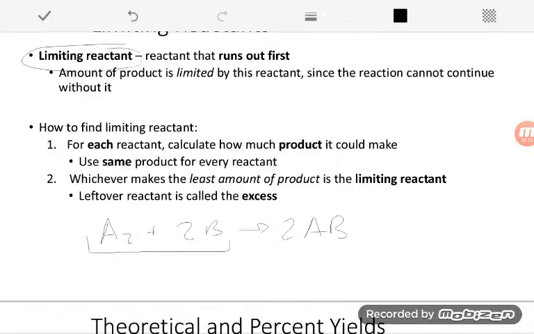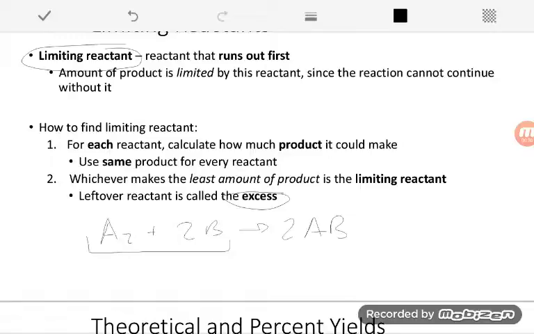so one reactant is going to run out first. We call that reactant the limiting reactant. The other reactant that you have too much of, we call the excess. So in a limiting reactant problem, we're typically given the amounts of two reactants and asked to say which one is the limiting reactant. And we can do this in a few easy steps.